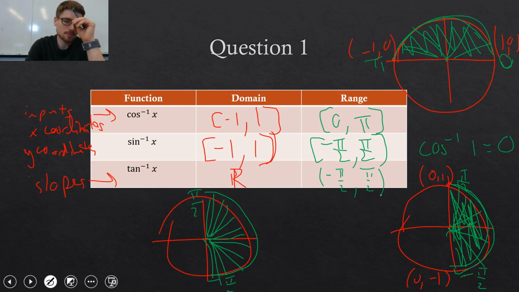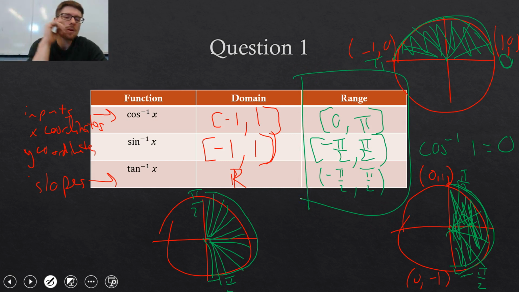Okay. All right, so those are the domains and ranges of these functions. This is the most important thing to remember out of this information. What are the answers these functions are going to give you?